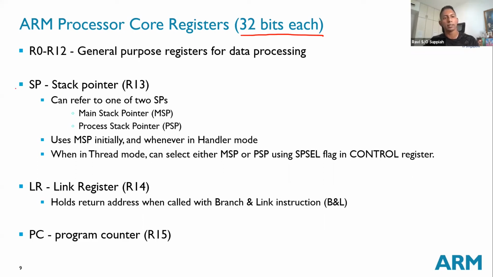Stack pointer is basically a pointer that points to a stack, which is a memory set aside to hold some data for us. In here we have two stack pointers, main and process. A link register is used to hold the return address. So whenever you jump to a function, you need to jump back to the correct address after you return from the function, or you complete the function. So the link register is to hold the return address for us. And program counter is basically to point to the address of the next instruction we are going to execute.